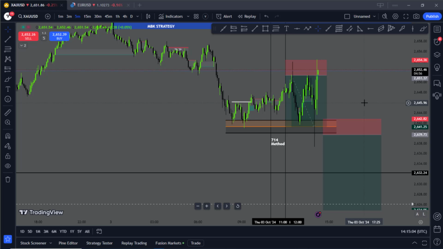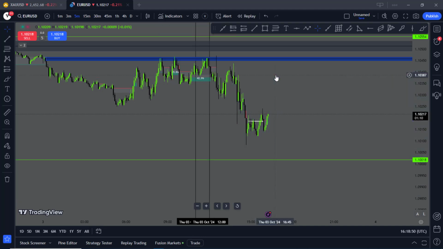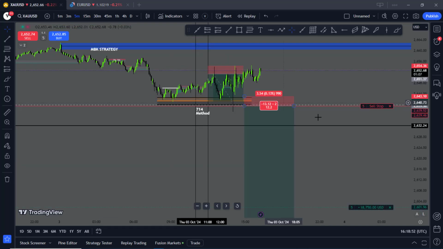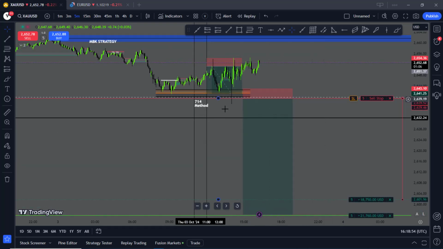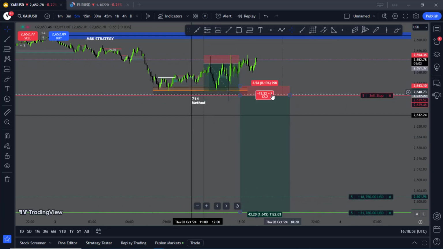But I'm looking downwards. As you can see, the trade that I took on Euro USD also manifested. But I saw a change of character, and you know me, if I see a change of character, I just go out of the trade. That's it. Simple as that. So that was it for today. It was about 10 plus K, but that's just the easiest 10K I've ever made using the 714 method.